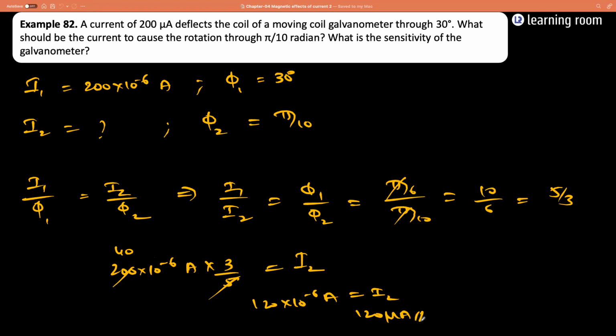So current sensitivity, when you want, divide 30 with 200 or pi by 6 with 200, and based on that, write it in terms of degree per ampere or radian per ampere. Am I clear?